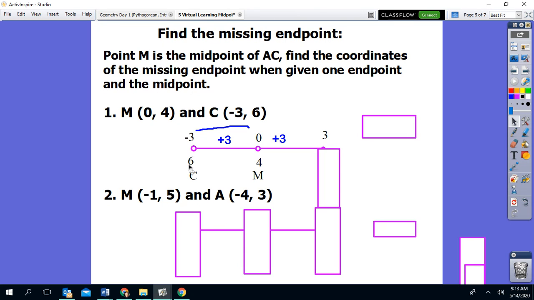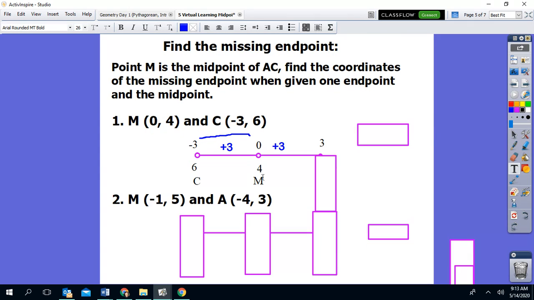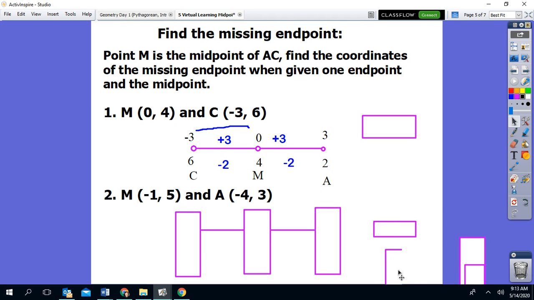All right, let's do the next one. If I go from 6 to 4, what did I do? In this case, I went down 2. So from 4, I need to go down 2 again. 4 minus 2, I'm going to end up at 2. So my ordered pair, my X value was on the top row, so that's 3, and my Y value was on the bottom, so it's 2.